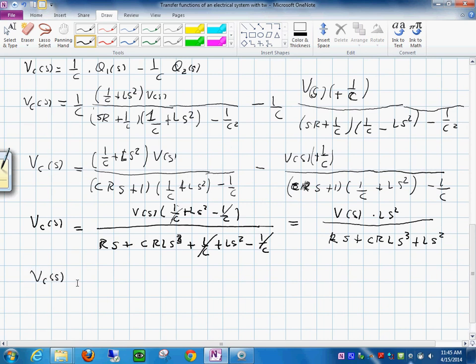B of S like this equals, and then we have L S. One of the S is going to cancel with the denominator, and this would be R plus C times R times L times S squared plus, this is going to be L times S. Yeah.